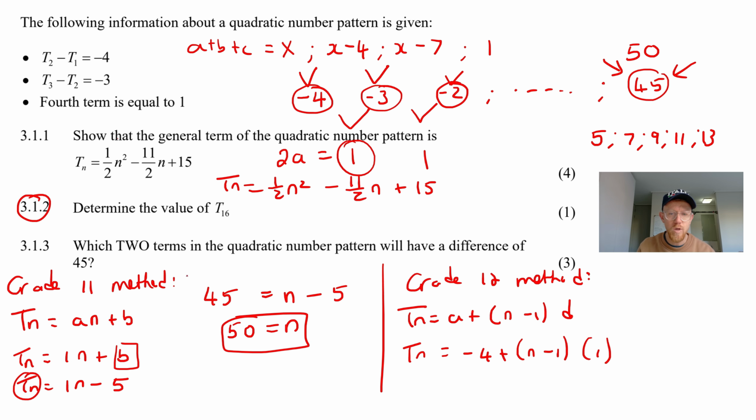Now they want to know which term value is going to be 45. So you would plug in 45 over here. And then this 1 is not really going to do anything, so you're just going to end up with that. Then if you eventually had to go and solve this, you should end up with 50. So it means that term 50 is going to be equal to 45.